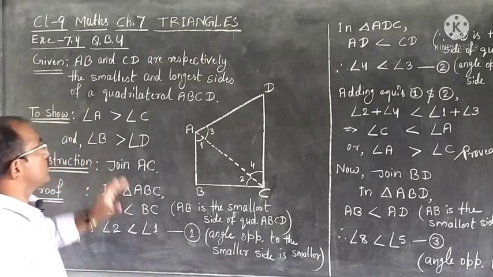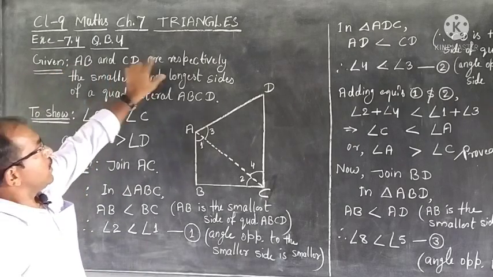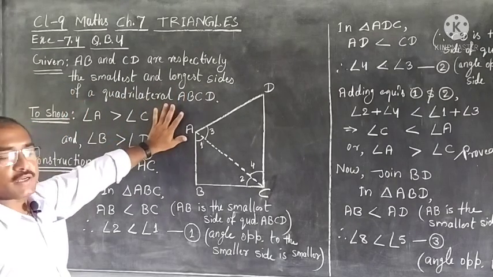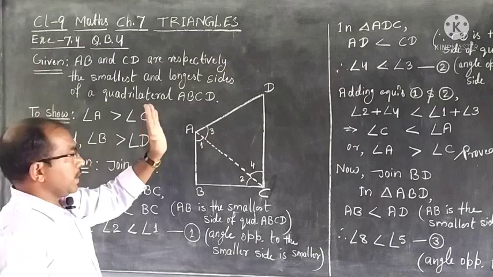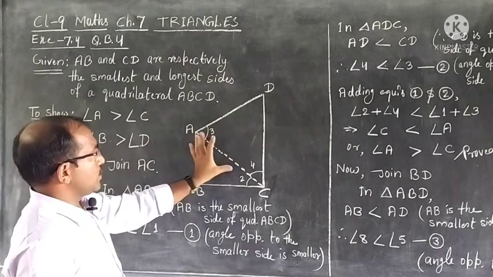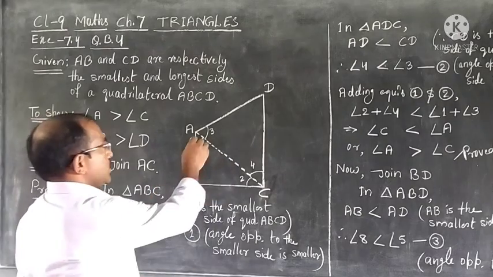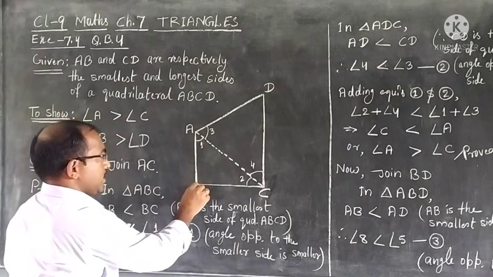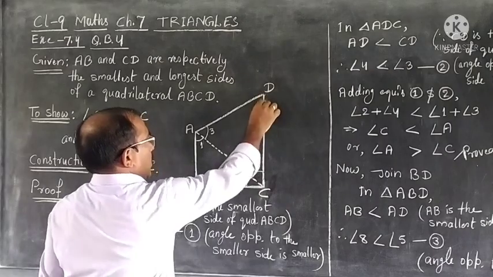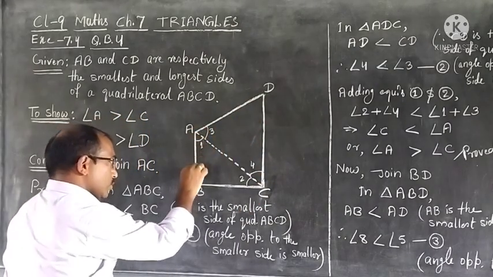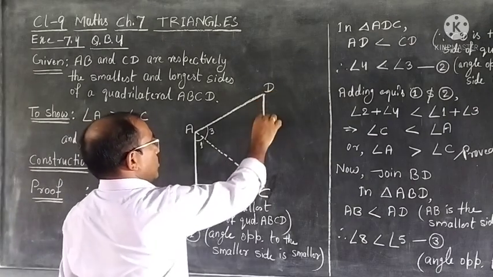Let us start. The question is here: AB and CD are respectively the smallest and longest side of a quadrilateral ABCD. We can see the figure. You will not see this joining AC in the figure in your textbook. This is for construction work. So, ABCD is a quadrilateral, and here it is said in this quadrilateral AB is the shortest side and DC is the longest side.